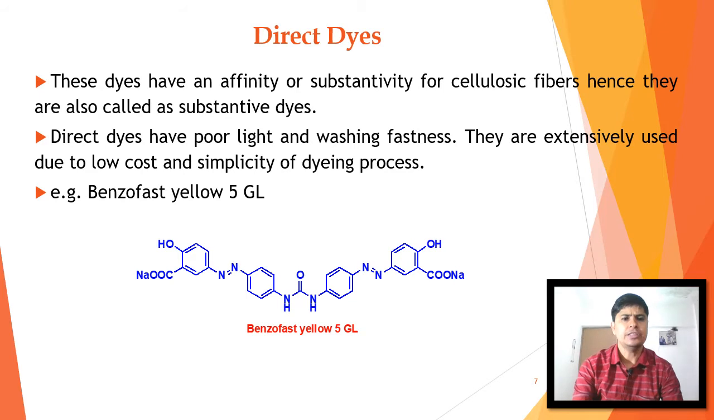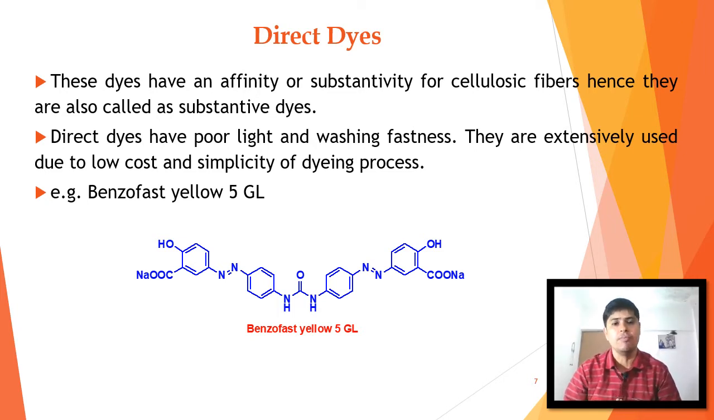In addition, these dyes have affinity or substantivity for cellulosic fibers, hence they are also called substantive dyes. Direct dyes have poor light and washing fastness. They are extensively used due to low cost and simplicity of the dyeing process. For example, Benzofast Yellow 5GL is one of the direct dyes.